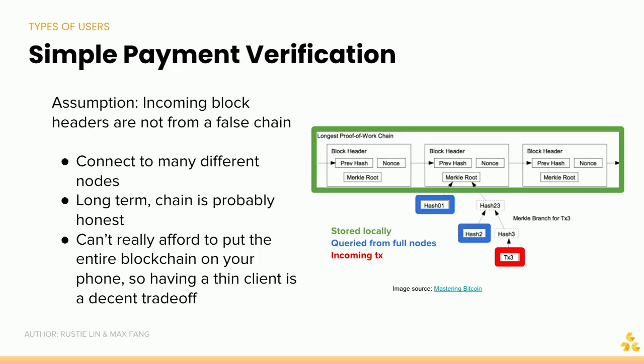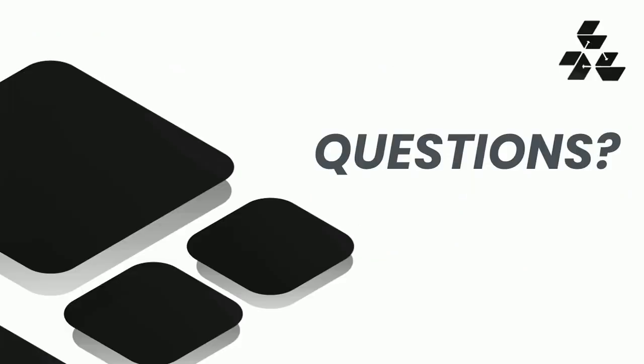So since you don't have the entire history of the blockchain, you can't verify whether the incoming block header is the longest chain or if it's been tampered with, because you're not operating a full node. So you're going to connect to many different nodes, and long term, the chain that you're receiving is probably honest. You can't really afford to put the entire blockchain in your phone. It's a decent trade-off if you're just trying to verify your own transactions, but that's the trade-off there.